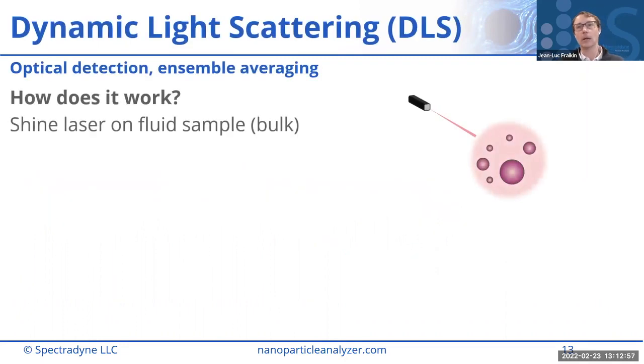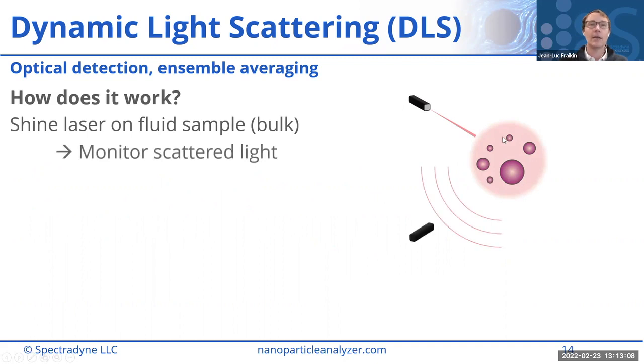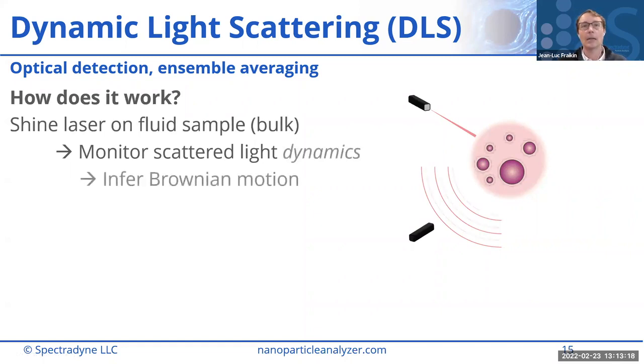So how does it work? Well, you start by essentially illuminating the sample with a laser. And we're doing this for many particles at once. So all the particles in the laser beam are being illuminated. And then we monitor the scattered light that comes from these particles. Now, the particles are not standing still in the solution, obviously. They're undergoing Brownian motion. And so by monitoring the dynamics of this scattered light, so how that scattered light changes over time, we can infer the Brownian motion properties of these particles in the sample.